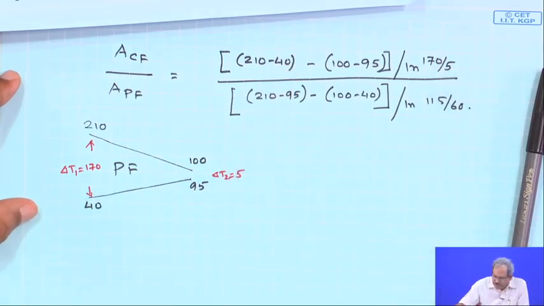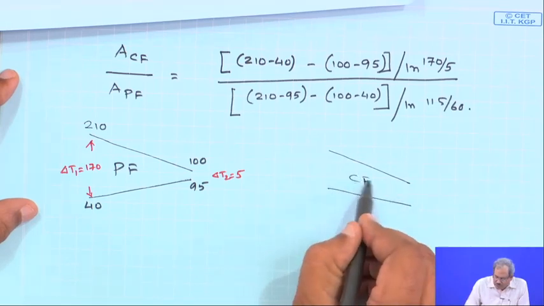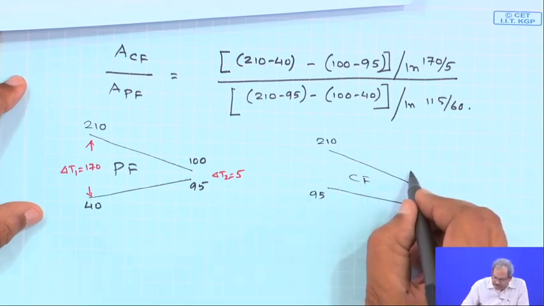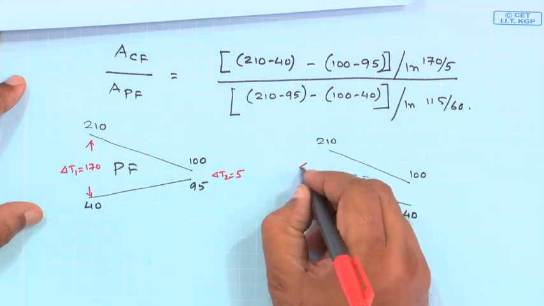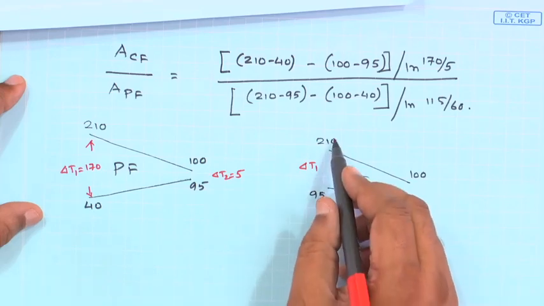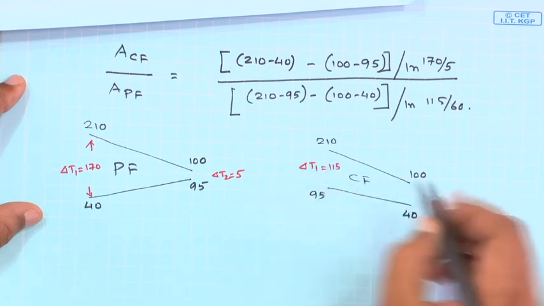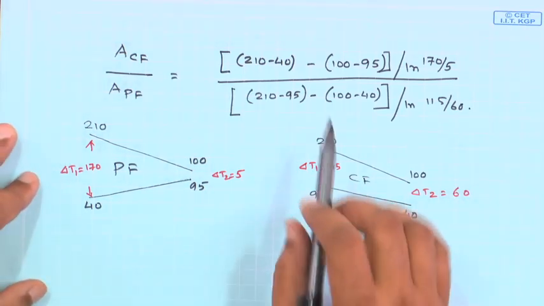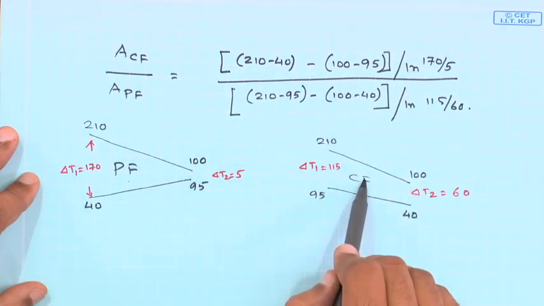So, that is for parallel flow, whereas when the flow is in counter flow, what we have is the same 210, but here this is 95 and from 210 it reduces to 100 and this starts at 40. So, therefore, delta T1 for the case of counter flow is 210 minus 95, so this is equal to 115, that is delta T1, and delta T2 would simply be equal to 60. So, that is my logic of evaluating the log mean temperature difference based on parallel flow and based on counter flow.